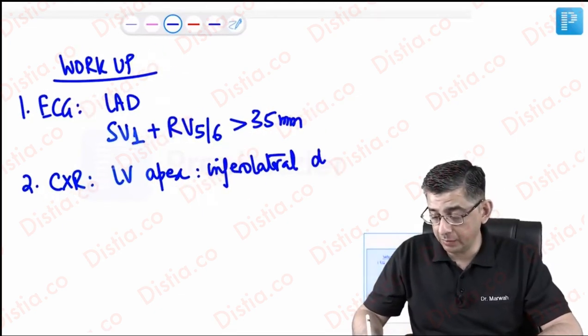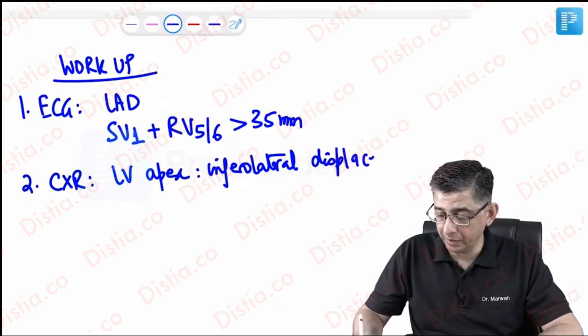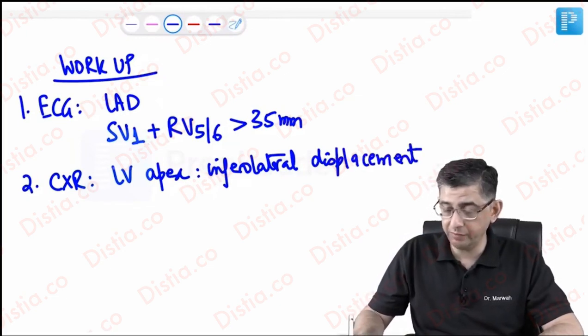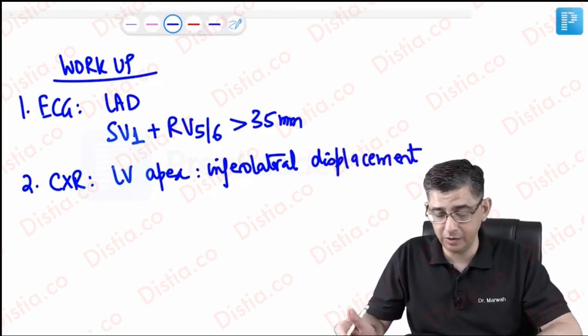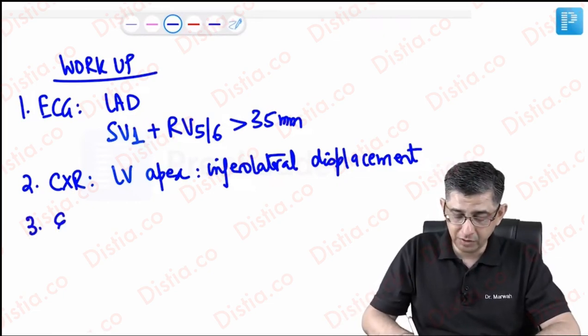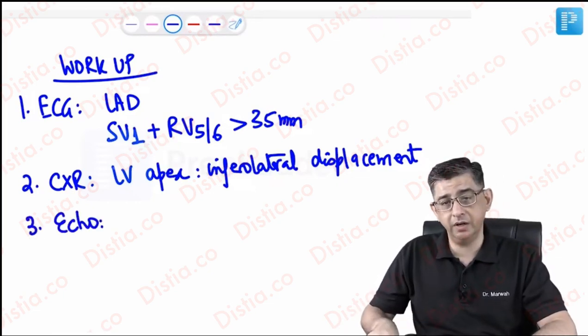Whenever the right ventricle becomes bigger, we have a superior displacement of the apex. Whenever the left ventricle is large, it is an inferolateral displacement. And to confirm the diagnosis, I'll anyway be doing an echocardiography.